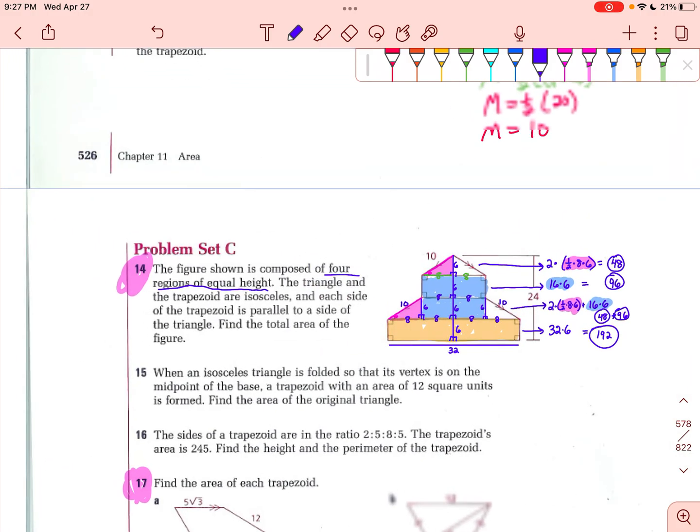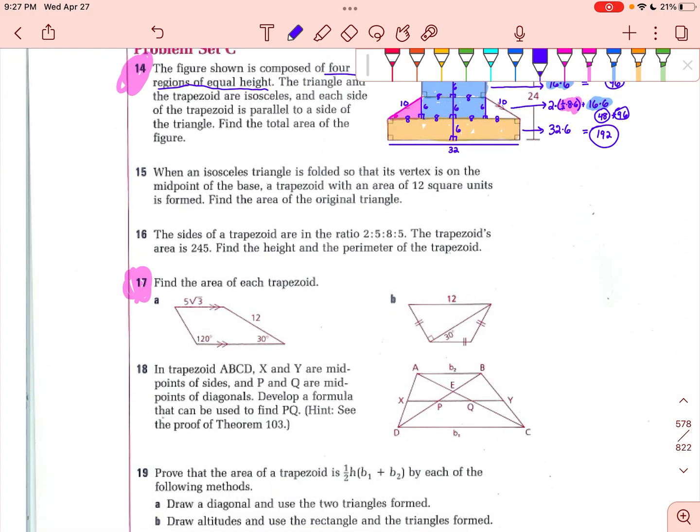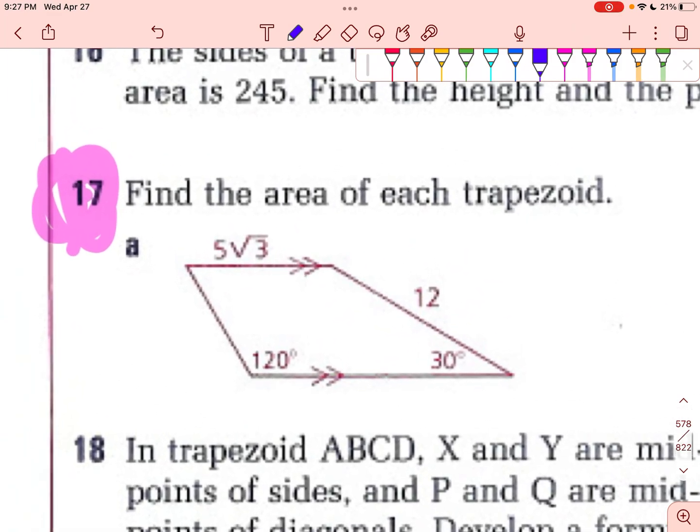Okay. Jumping to number 17. So 17 asks you to find the area of each trapezoid. So immediately when I see something like this, I am going to assume that they want me to drop the height, or what we call the altitude. And I'm going to start off with this pink triangle right here.